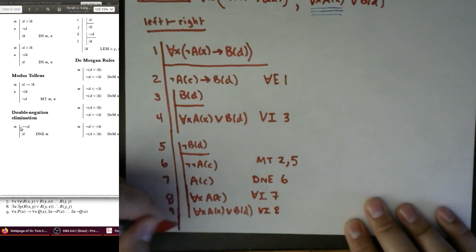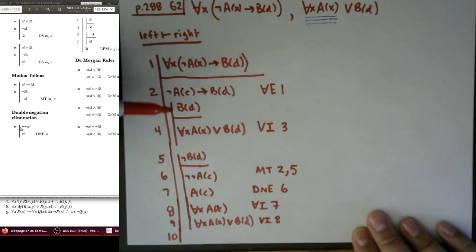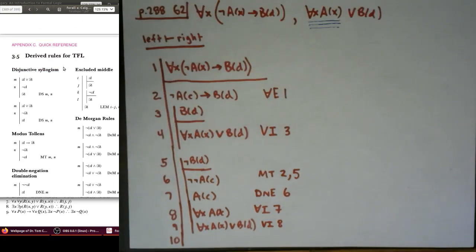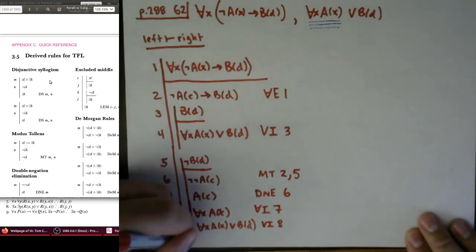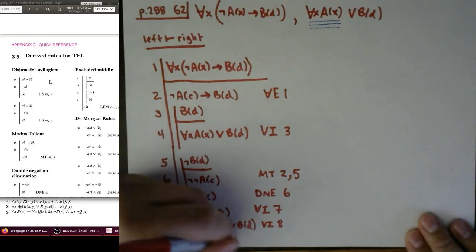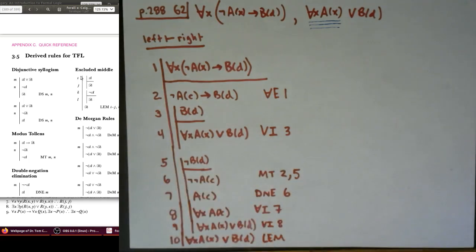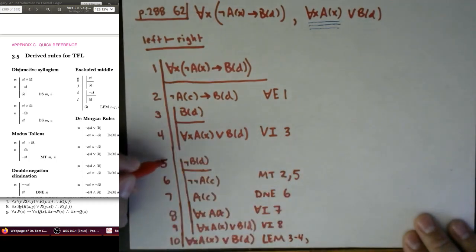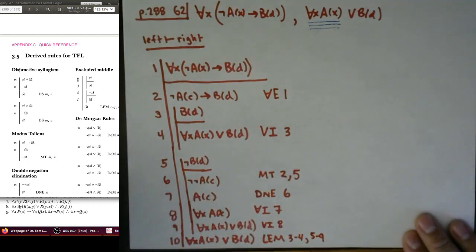And then finally line 10, because I have an assumption with the conclusion I want, and then the negation of that assumption with the same conclusion, I can use law of excluded middle to say, well, that conclusion must be true. So I'm allowed to conclude for all X, AX, or BD. And that's law of excluded middle, and I just have to cite the non-negated subproof first, so 3 to 4, and then the subproof where I assume the negation, 5 through 9. And that concludes the proof from left to right.